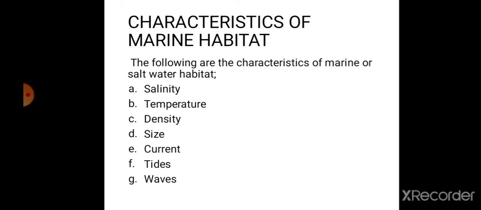We have another characteristic, which is density. Density is one of the characteristics of marine water habitats. The density of marine water is high, hence many organisms can float in it. So the density of marine habitat is very high compared to that of a freshwater habitat. Then we have the size. Marine habitat represents the largest of all the habitats. The ocean occupies over 70% of it.